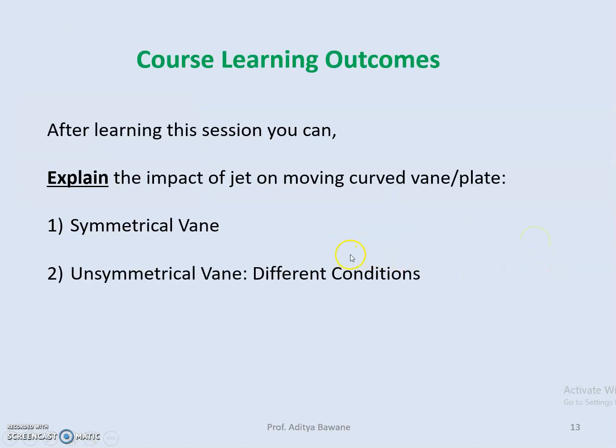So at the end you are going to learn and explain the impact of jet on a moving curved vane when it is symmetrical and unsymmetrical. In the symmetrical case we have derived the formula for maximum efficiency and its condition, and in the second case the efficiency for an unsymmetrical vane and different vane angles, and how that vane angle makes the difference in the force exerted by the jet.